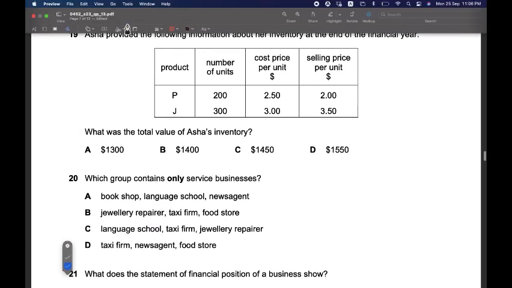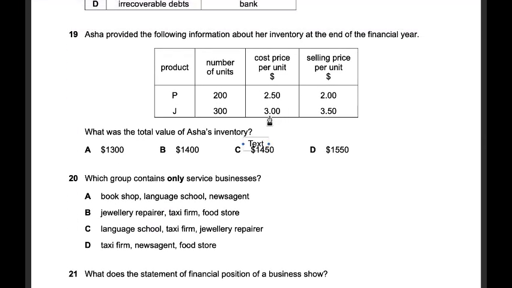Question 19. Asha provided the following information about her inventory at the end of the financial year. Product P, number of units is 200, cost price, selling price. Okay. How do we value the inventory? We value it at the lower of cost and NRV. What is NRV? NRV is selling price per unit minus the selling expenses per unit. Since there are no selling expenses, we'll consider the selling price as the NRV.